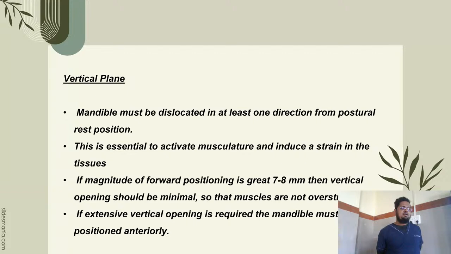In the vertical plane, we should assess the construction bite. The mandible must be dislocated in at least one direction from the postural rest position, either in the sagittal direction or in the vertical direction. The mandible should be dislocated from its postural rest position to activate the muscles. This is essential to activate the muscle and induce a strain in the tissues. If the magnitude of forward positioning is greater than 7 to 8 mm, the vertical opening should be minimal so that the muscles are not overstretched. If extensive vertical opening is required, the mandible must not be positioned anteriorly.